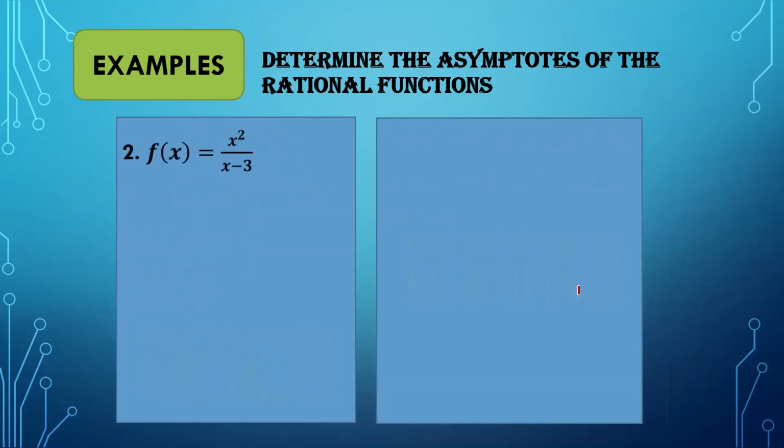The next is number 2. f of x equals x squared all over x minus 3.